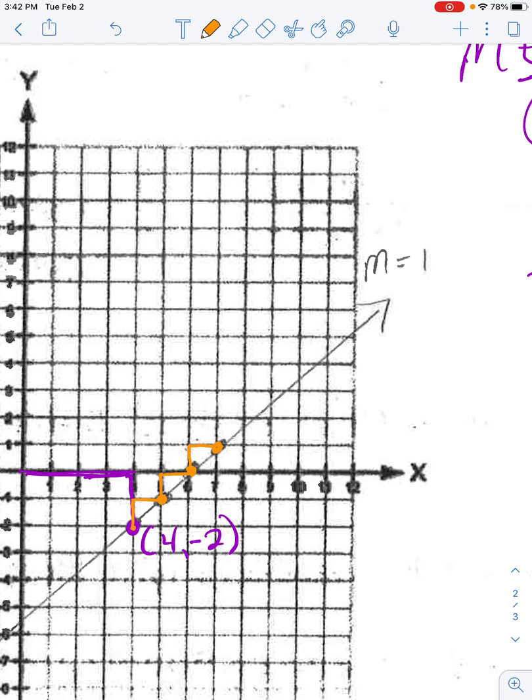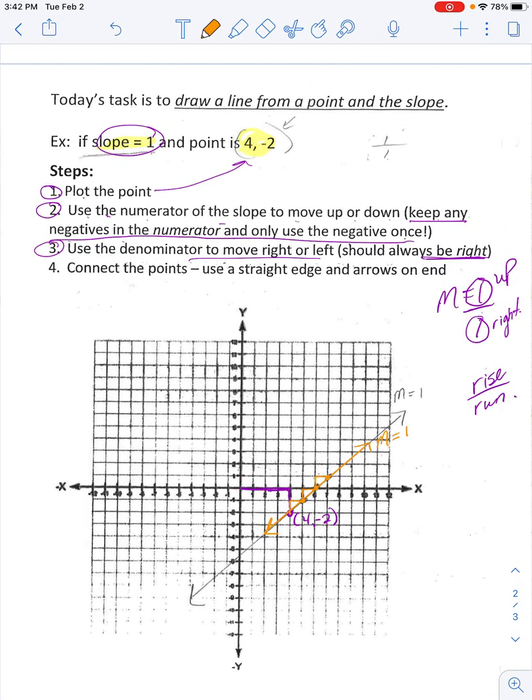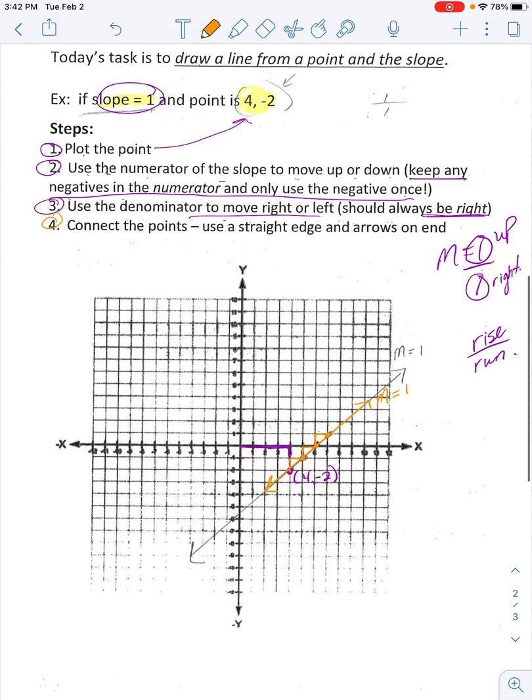When you graph, I would like for you to try to have at least 3 points on the line before you draw your line. And you also need to label your line. This is a slope of 1, m equals 1. You connect the points, use a straight edge, and put arrows on the ends. That is the only practice problem on those notes, which is not enough.